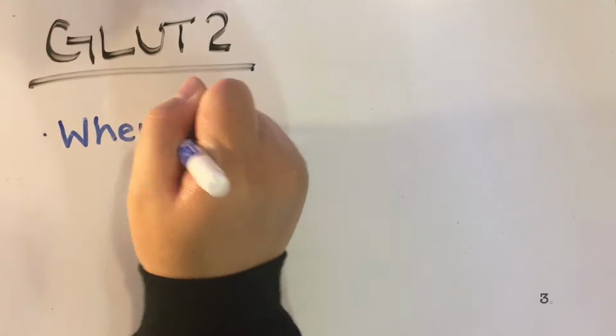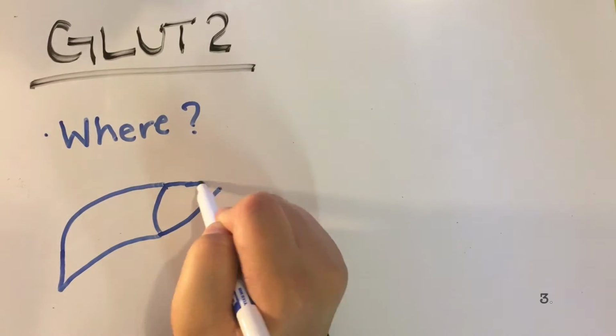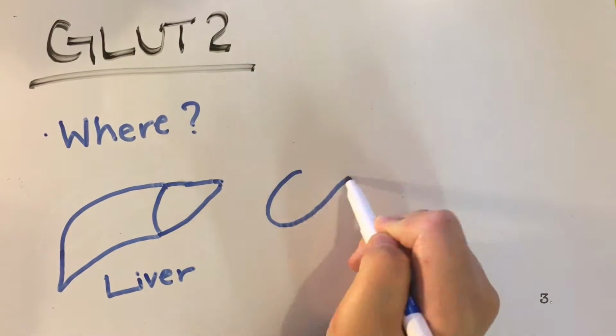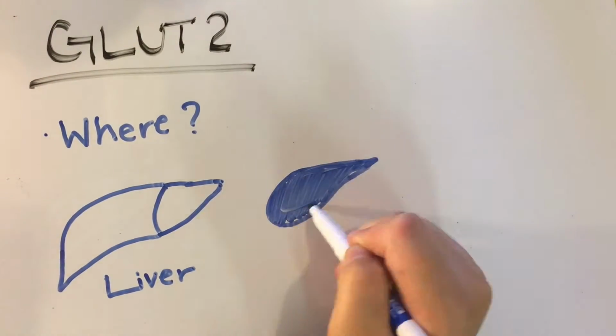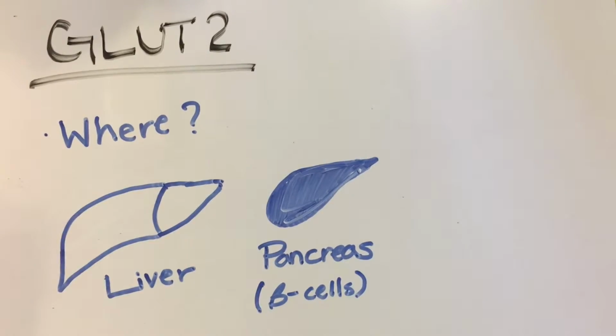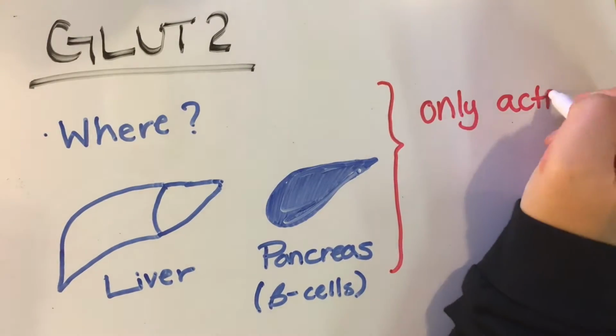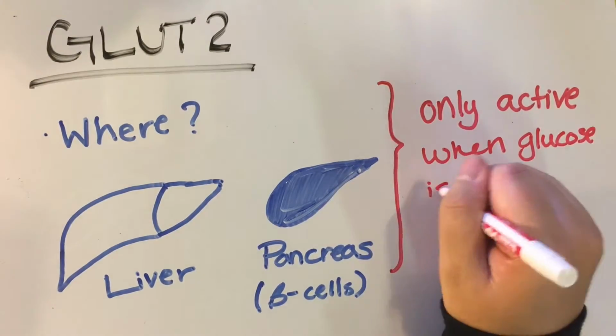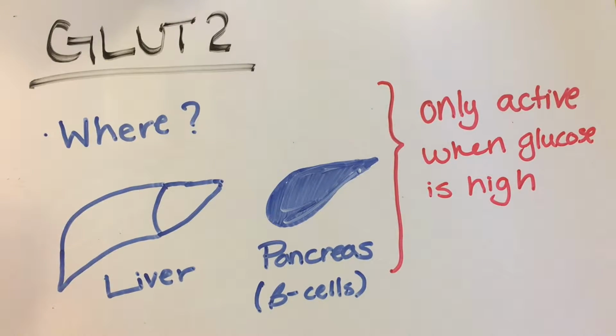Next would be our GLUT2s. GLUT2 is located in the cells of the liver and pancreas, and more specifically, the pancreatic beta cells. The GLUT2s are only active when glucose levels are high.